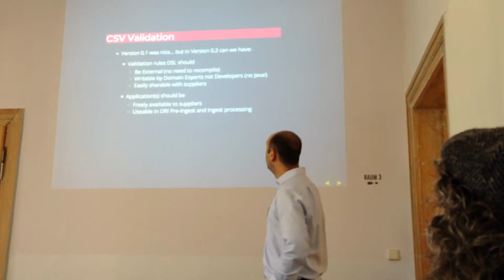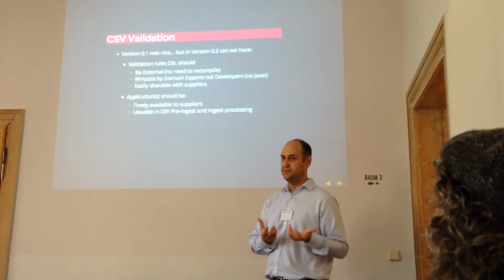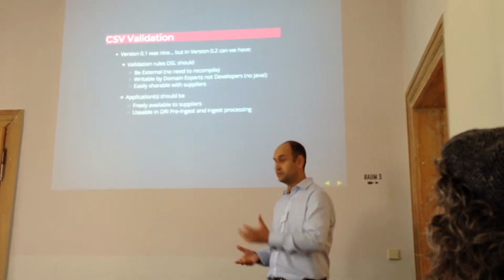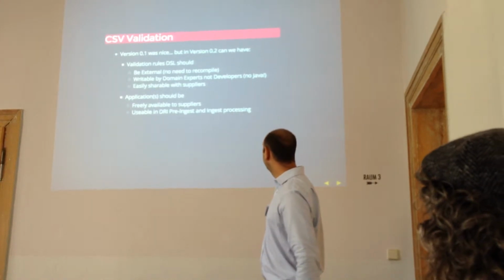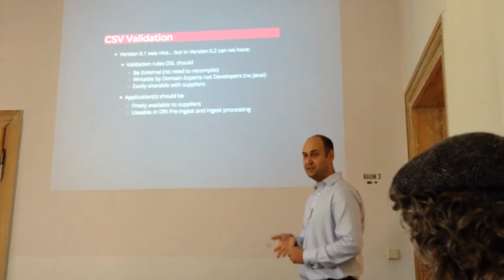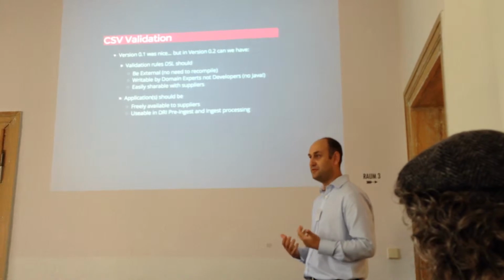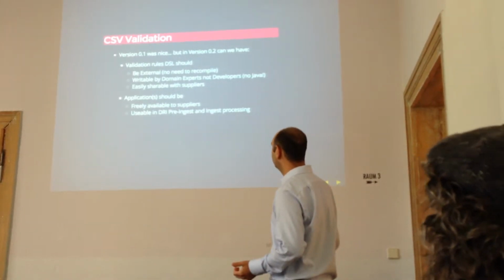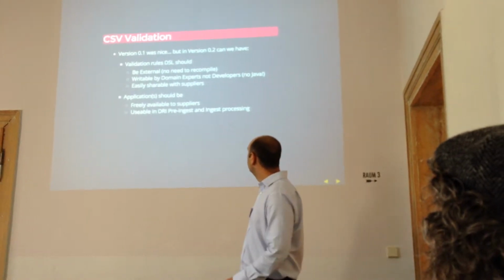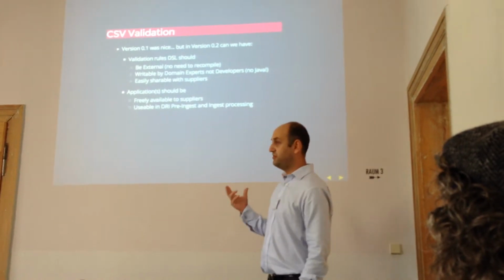Okay? So I've got a CSV format. I want to validate it. I want to write my own rules for this. And it has to be written by domain experts, so archivists, not me, not programmers. I think I can still write them, but it's okay. And it has to be open source. I have to be able to share it with my suppliers.